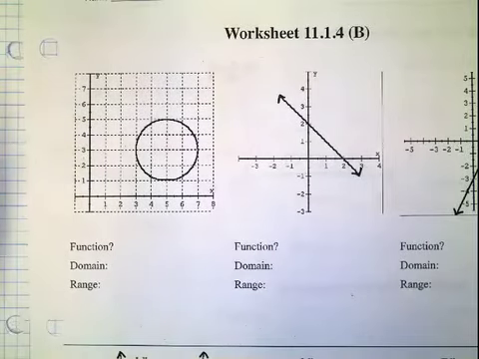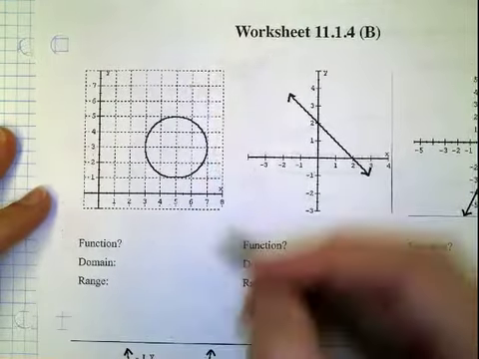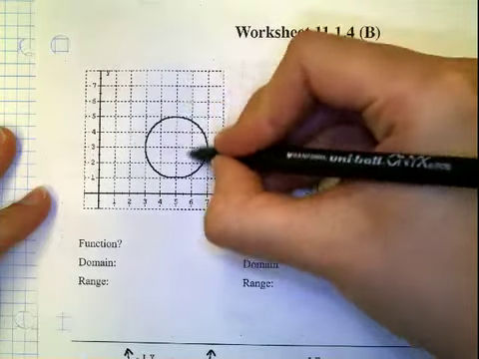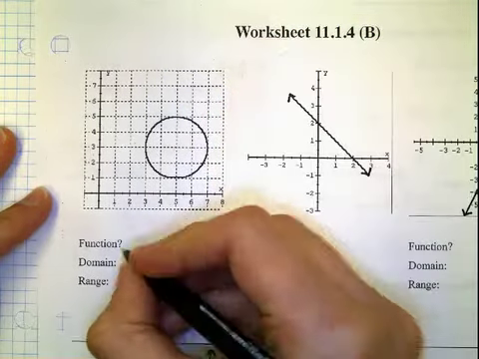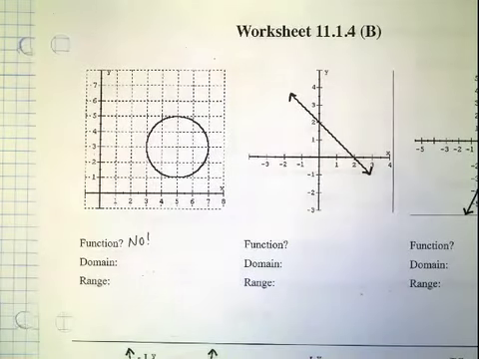Like a circle. Let's look at this circle. I want to know what the domain and range is. And I could ask you, is this a function? And we should be able to answer. It's not a function because if I draw a line, the line hits at 2 spots. So is it a function? No. But I still can describe the domain and range.